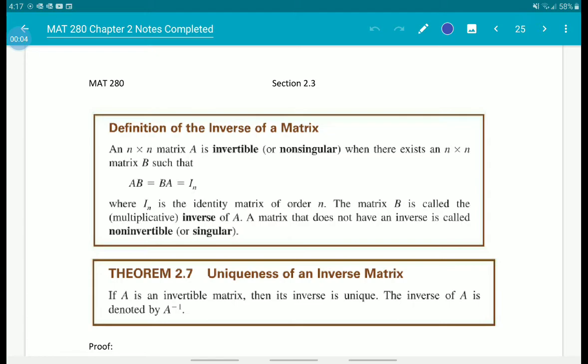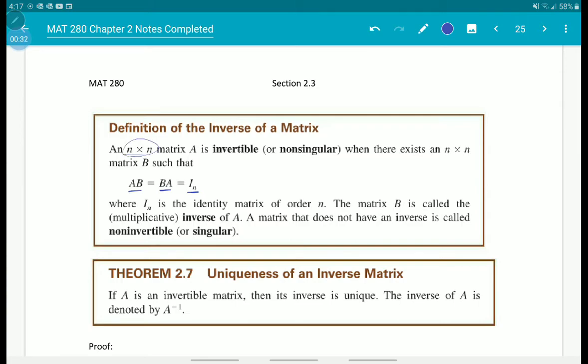Now we're going to talk about the inverse of a matrix. So if we have an n by n matrix, notice that has to be a square matrix. It's going to be invertible if there is some matrix B so that A times B is equal to B times A, which is going to give us the identity. So notice that multiplication can be done in any order, and then we'll get the identity for an n by n matrix.